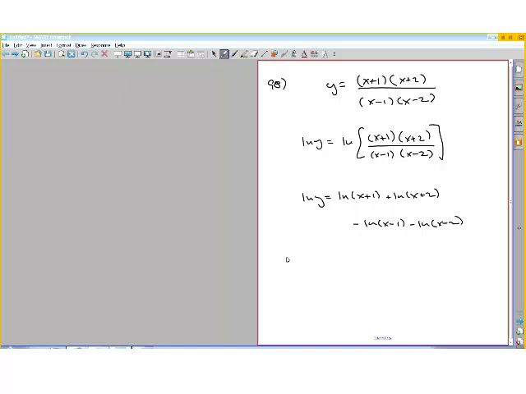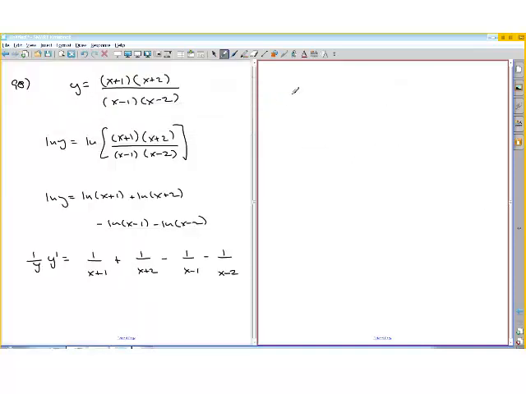Okay, so now we can take the derivative. So you take the derivative and you get 1 over y times y prime. And the derivative of the right-hand side becomes 1 over x plus 1 plus 1 over x plus 2 minus 1 over x minus 1 minus 1 over x minus 2. So that was pretty easy. And to solve for y prime, we multiply both sides by y, so I'm just going to go ahead and plug y back in. So this is y.